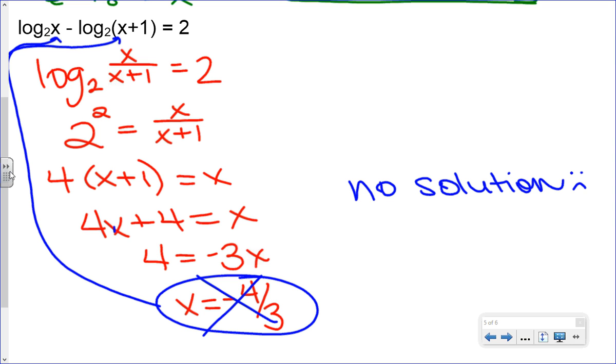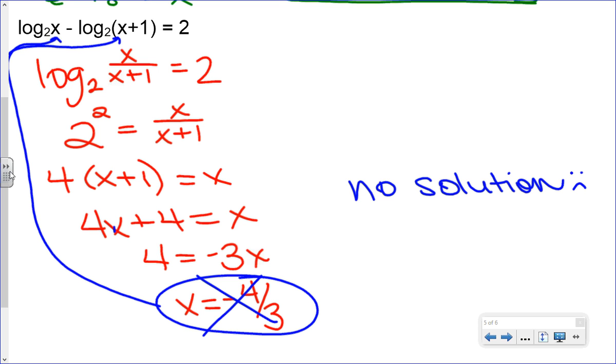Okay. If this were a problem on the test, I would want to see all of the work, and then I would want to see that answer of negative 4/3 canceled out. That you got the negative 4/3 and then realized that that's not going to work and then gave me no solution. If there is no work and it says no solution, no, that's not going to get it.